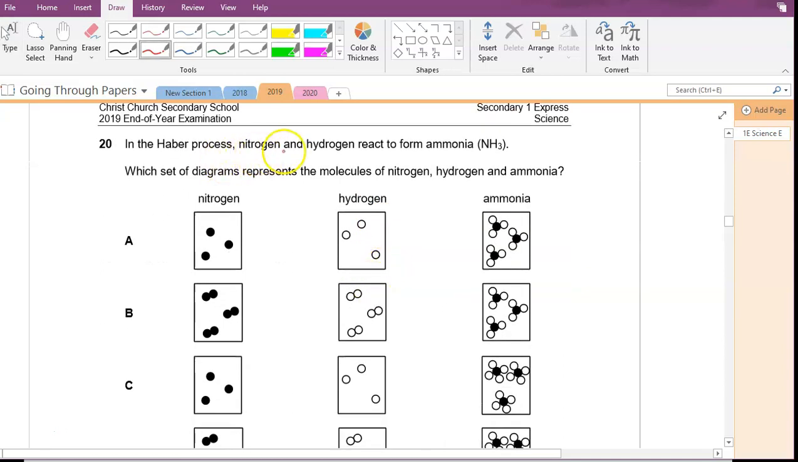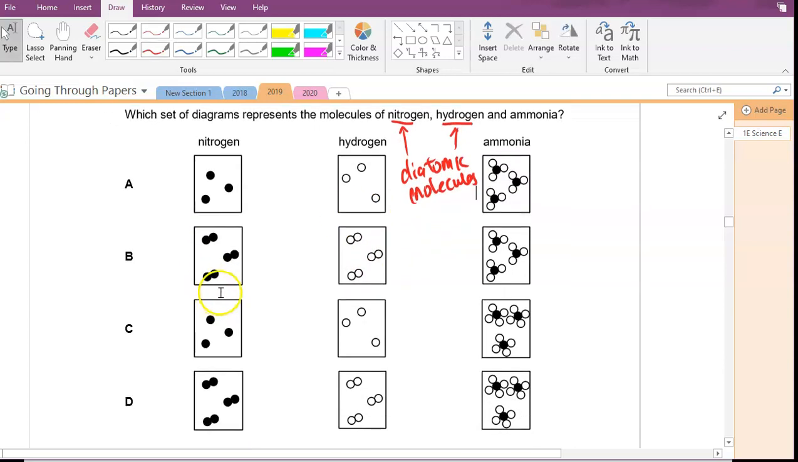Next, question 20. In the Haber process, nitrogen and hydrogen react to form ammonia. Which set of diagrams represents the molecules of nitrogen, hydrogen, and ammonia? This one is slightly tricky. Nitrogen and hydrogen do not exist as atoms, they are diatomic molecules. This means when they are alone, they bond to themselves and form in pairs. Because of that, these options are out, so A and C are definitely out.